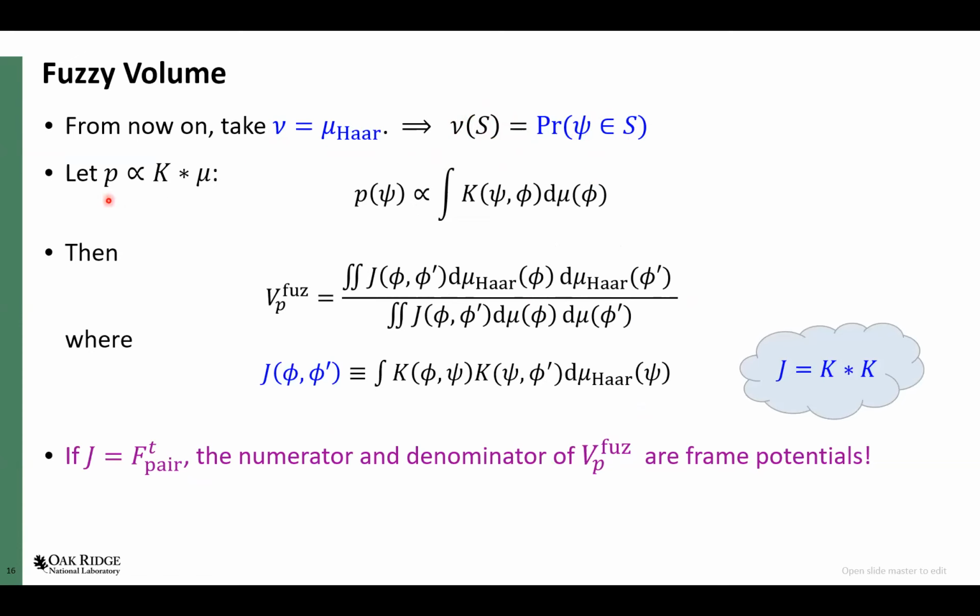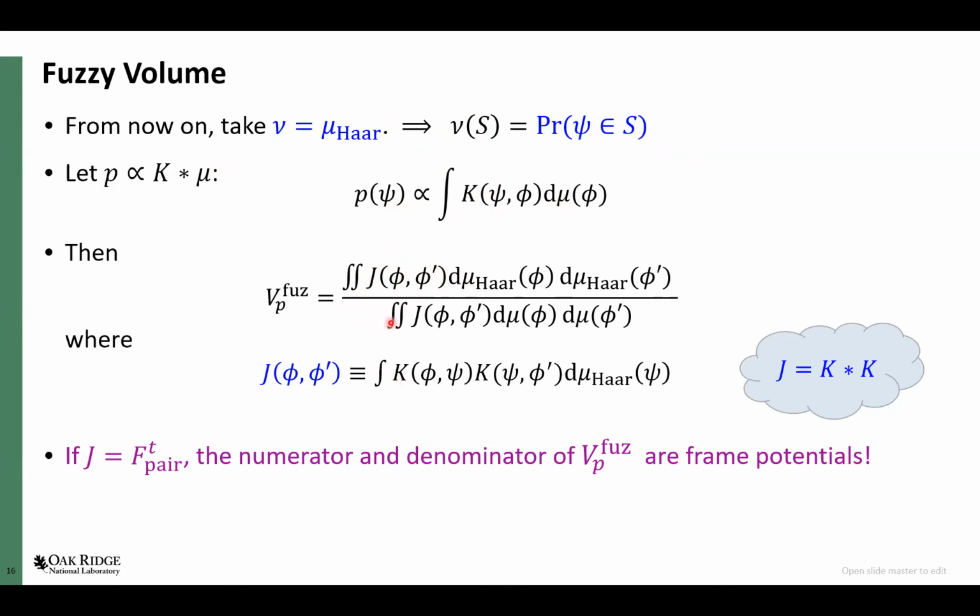Now let's connect this to fuzzy volume. Let's take this density P that I was talking about, and we'll choose that to be the convolution of some prior distribution mu with this kernel k. If we put that into our definition of fuzzy volume, we get an expression like this: you have two integrals, one in the numerator, one in the denominator, and they depend on this function j, which is the convolution of k with itself, basically.